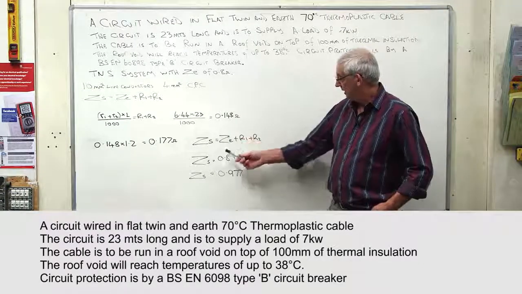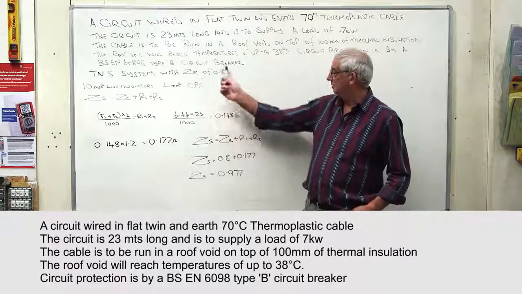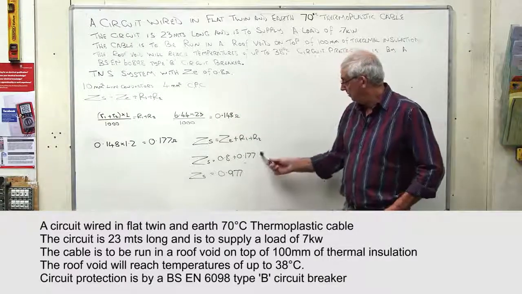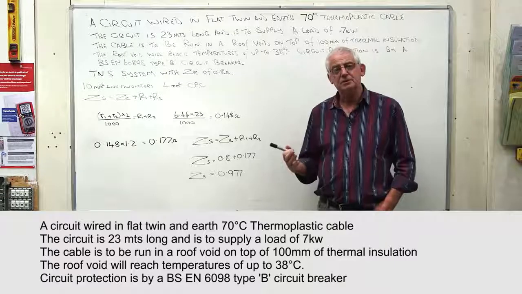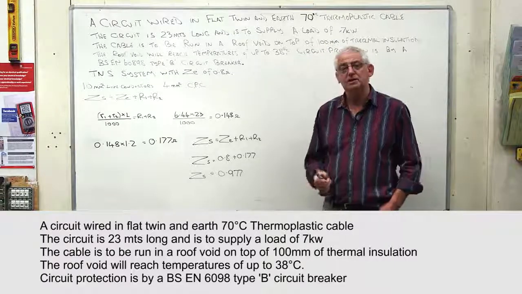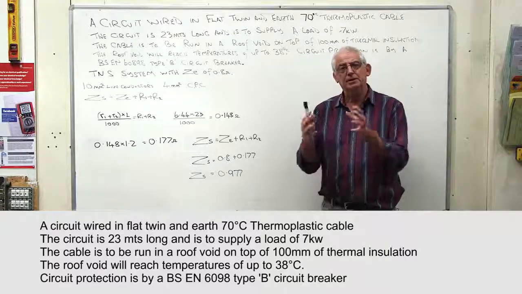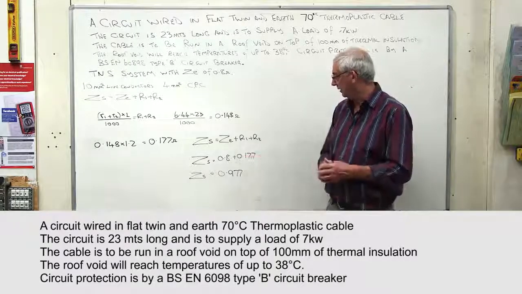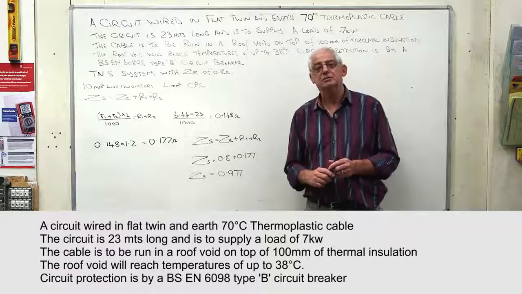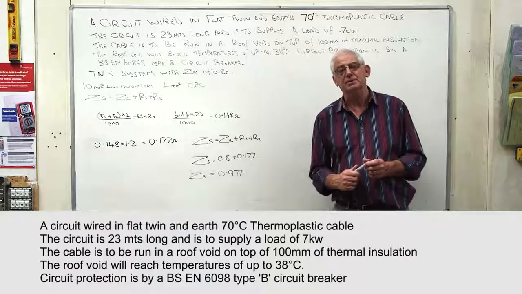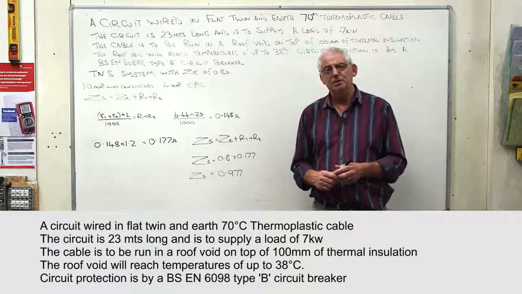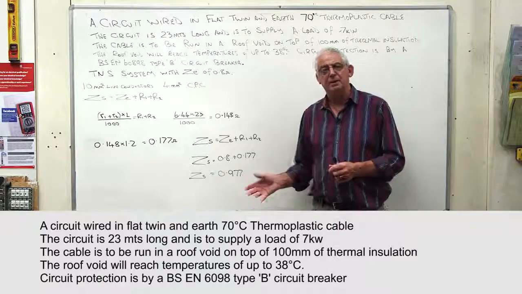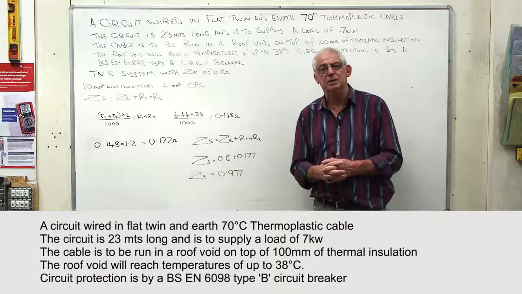We know that Ze is 0.8 because it's given to us here. We've calculated the resistance of our cable as being 0.177, and that would be at its maximum temperature of 70 degrees. So if we add the two together, we end up with a Zs of 0.977.